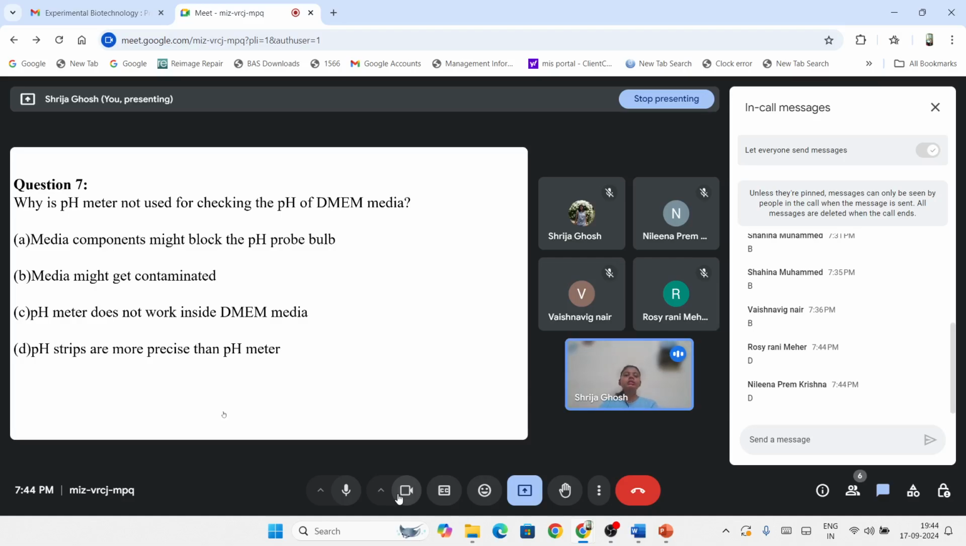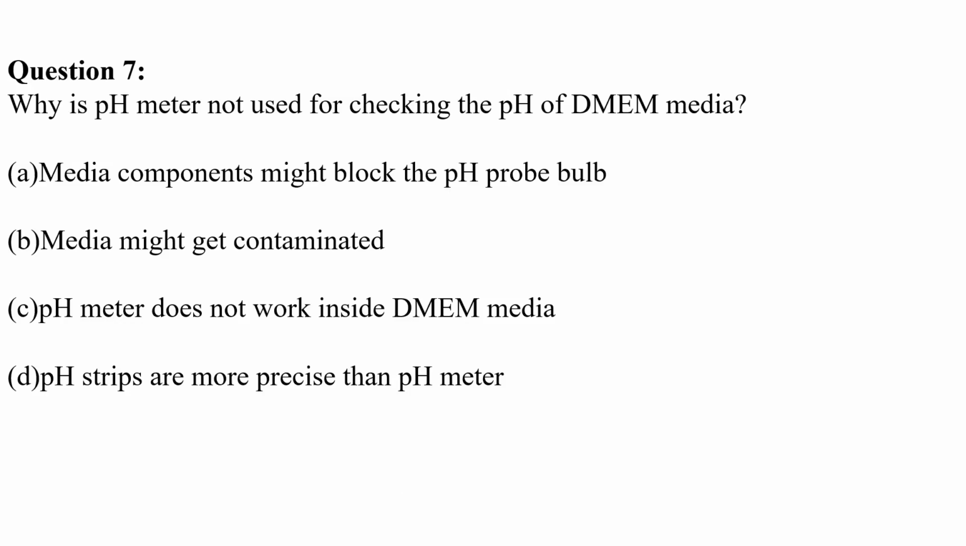So actually the major reason why we don't use pH meter is because media components can block the pH probe bulb. In a pH meter we have a bulb where, when the ions interact, it can measure the hydrogen ion concentration, and based on the current, we get the pH reading, right?